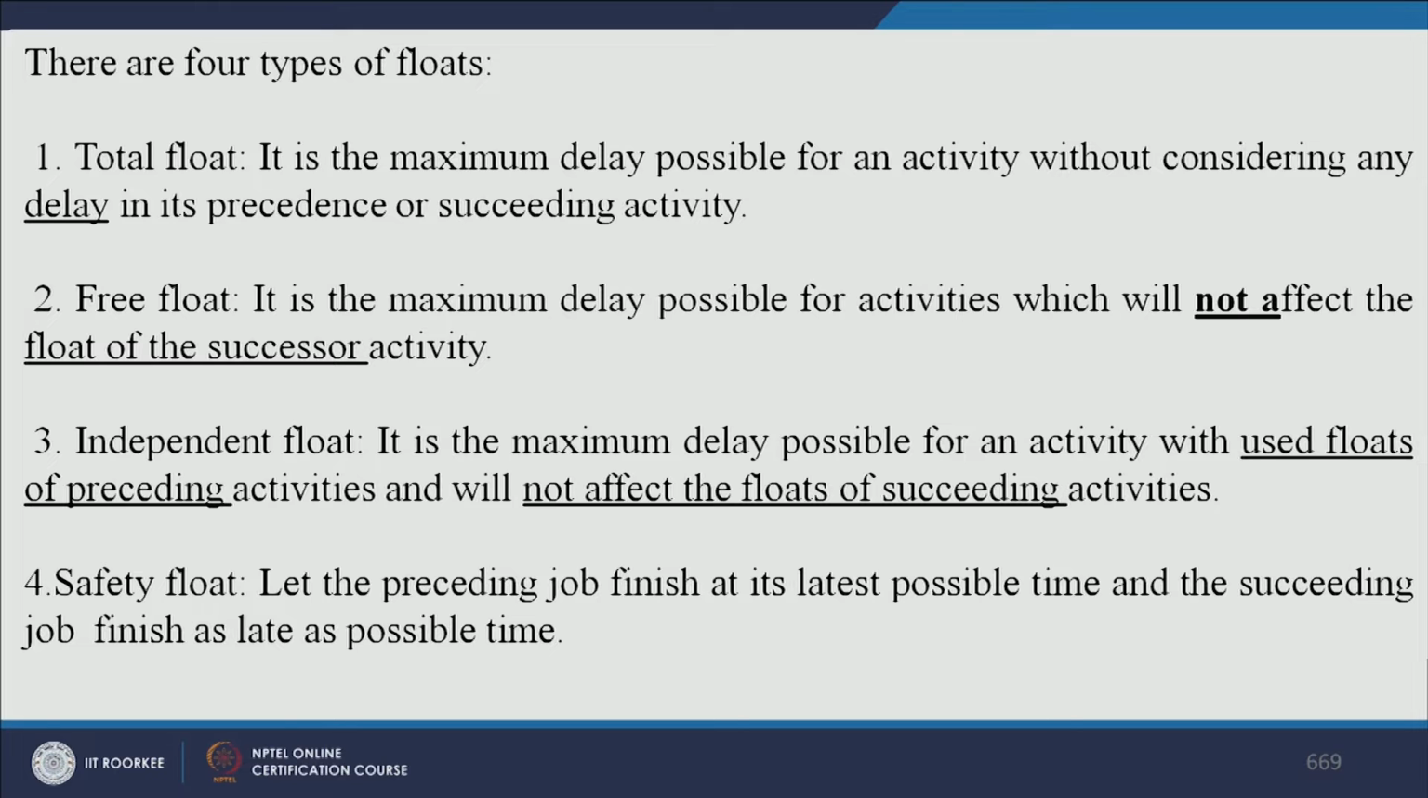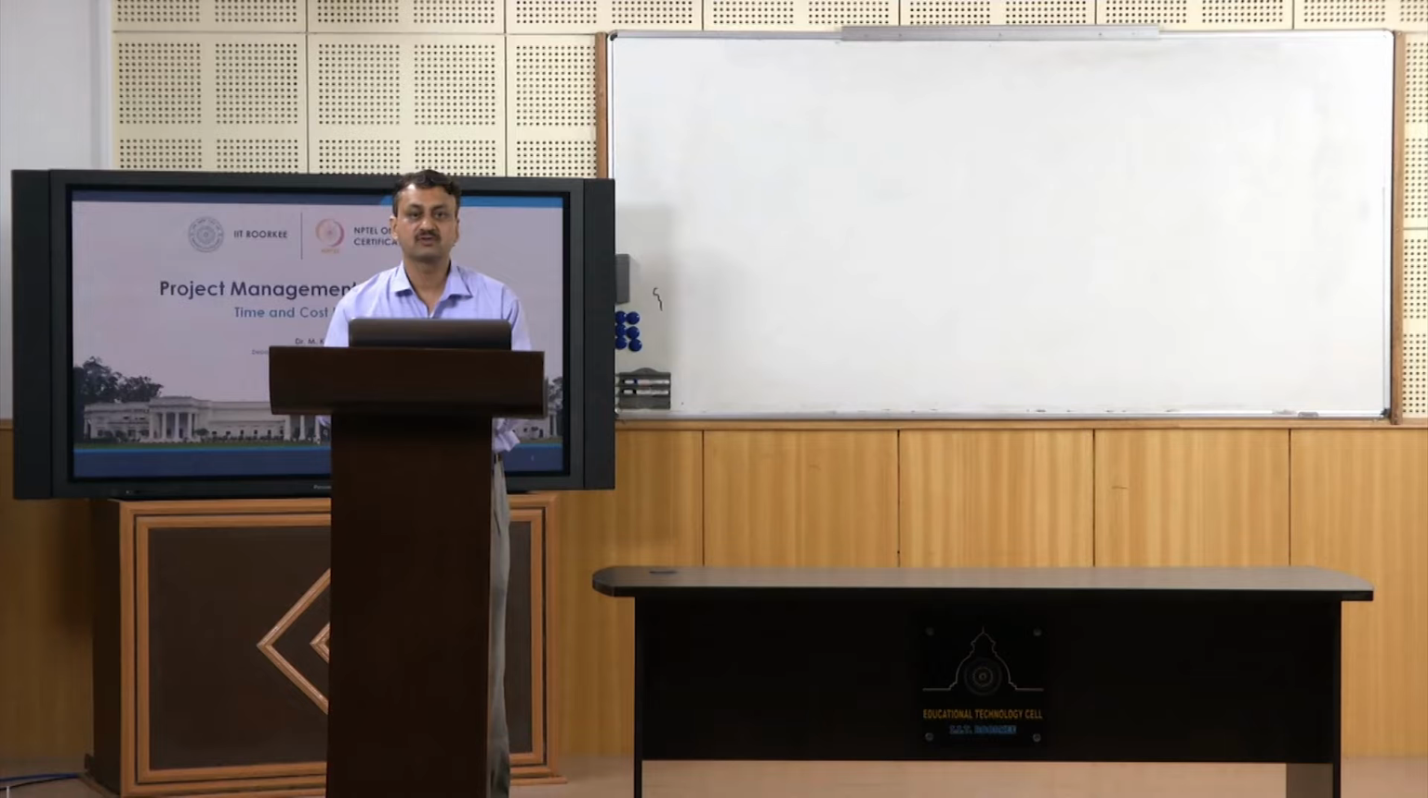Basically there are 4 types of floats. In most of the books you will find 3 types of floats, but actually there are 4 types of floats. The first is total float. Total float is a float which has got the highest value amongst all these 4 types of floats. So the maximum delay possible for an activity without considering any delay in its preceding or succeeding activity. So the maximum time available for completion of an activity.